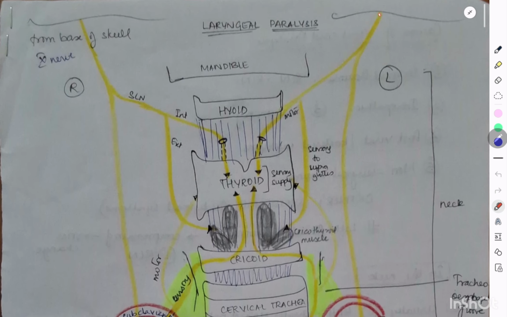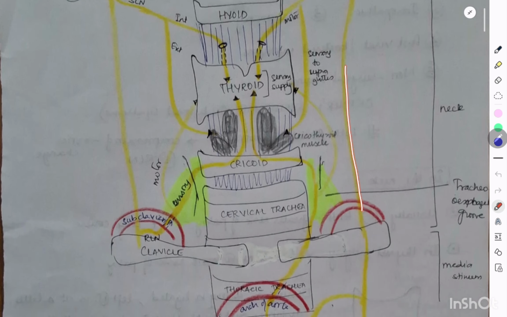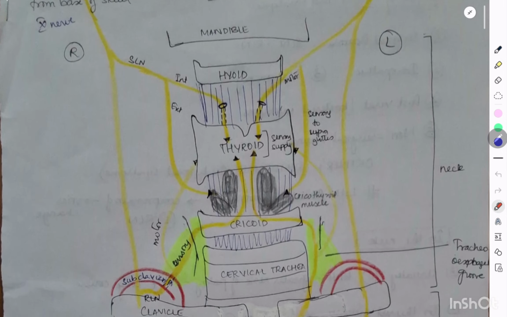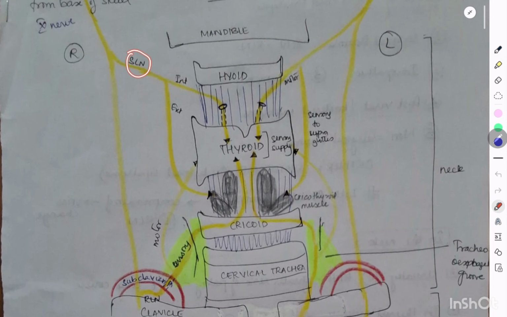In the same way, from the left side, the vagus nerve is coming. It divides into the superior laryngeal nerve and goes down, and now it goes down the clavicle and winds around the arch of aorta to give the left recurrent laryngeal nerve. This superior laryngeal nerve is divided into two parts: internal laryngeal nerve and external laryngeal nerve. The external laryngeal nerve supplies only one muscle, that is the cricothyroid muscle, whereas the internal laryngeal nerve is the sensory supply of the parts above the vocal cord.